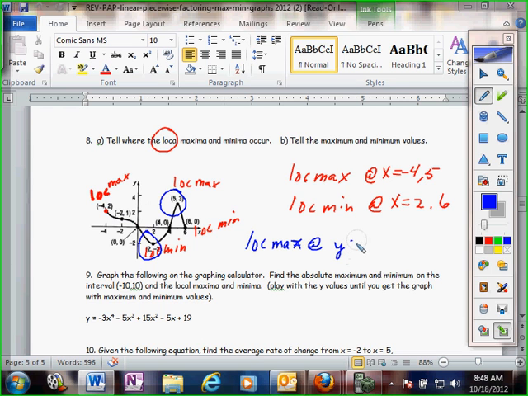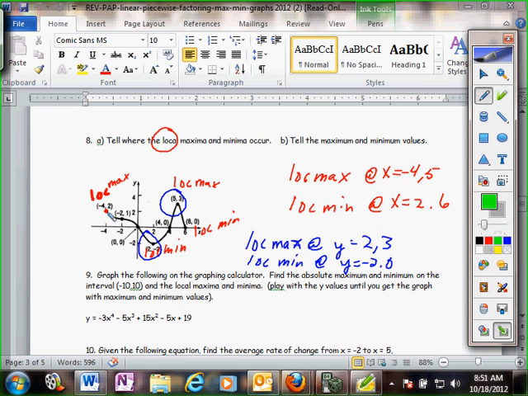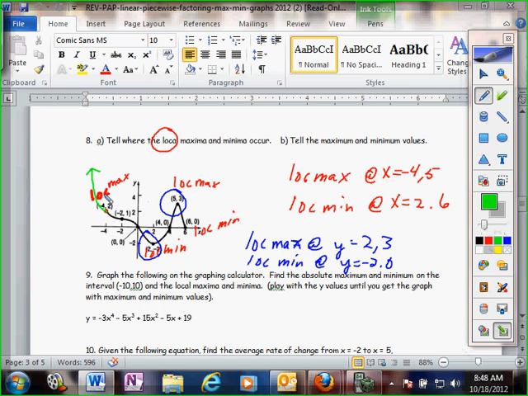At y equals 2 and 3. Local min at y equals -2 and 0. That's how those work. So they exist at the x values, but they are actually the y values. Now remember, if this arrow were going up forever, there would be no absolute max. And if this arrow were going down forever, there would be no absolute min. Okay?